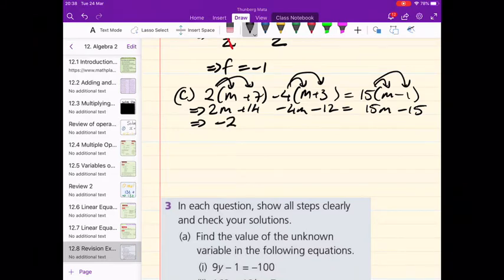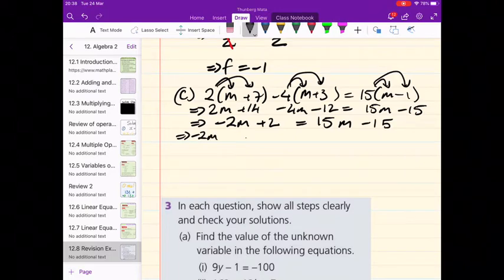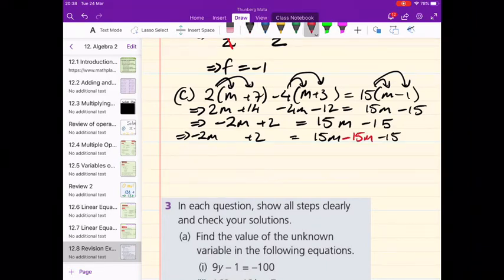So now on the left-hand side, I have a little bit of tidying up. I have a positive 2m and a negative 4m, which makes a negative 2m overall once they're added to each other. And then I have a plus 14, negative 12, leaving me with plus 2. That's equal to 15m minus 15. So now I'll have minus 2m plus 2 is equal to 15m minus 15.